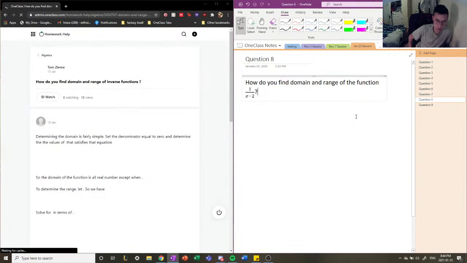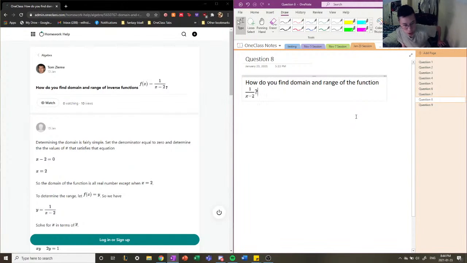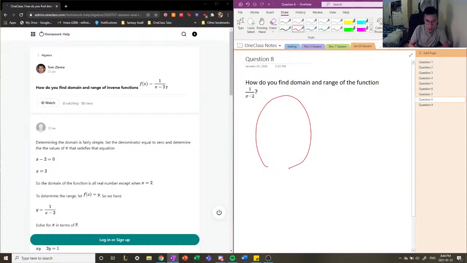All right. So how do you find the domain and range of the function f of x equals 1 over x minus 2? In a lot of different lessons, I've described what the domain and range are, but I'll do it again. The domain is all the values of our number sets that define our function, meaning it maps to a legitimate, defined value.